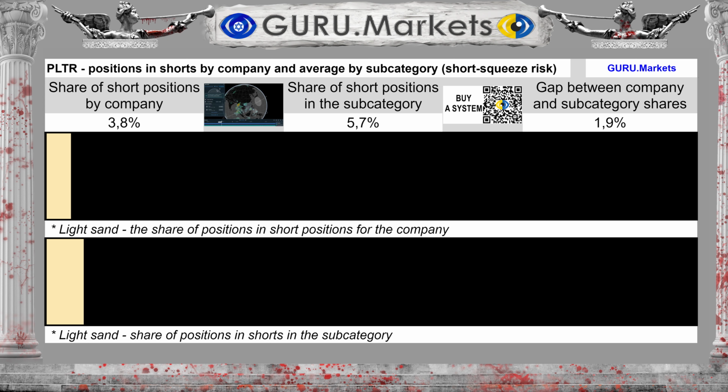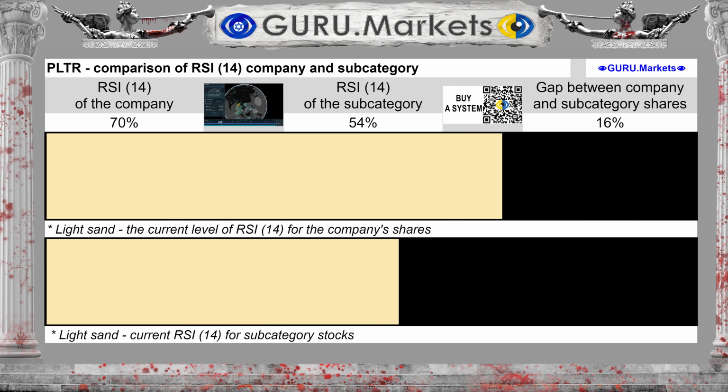There are 3.8% of shares for sale, compared with the subcategory average of 5.7%. This is an indicator of a possible short squeeze. The technical indicator RSI, 14, shows a level of 70% for the company Palantir Technologies Inc., whereas for the subcategory the RSI level, 14, is approximately 54%. Potentially, the subcategory's securities are valued lower than the company's Palantir Technologies Inc.